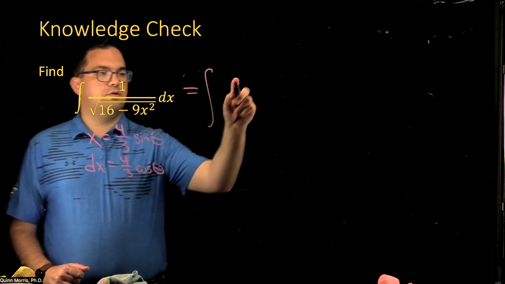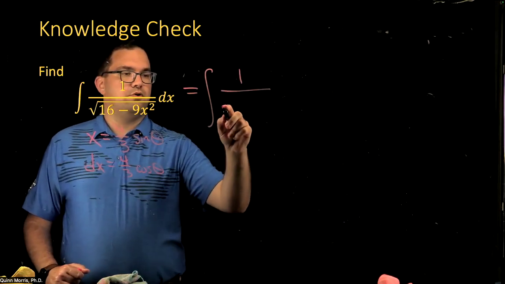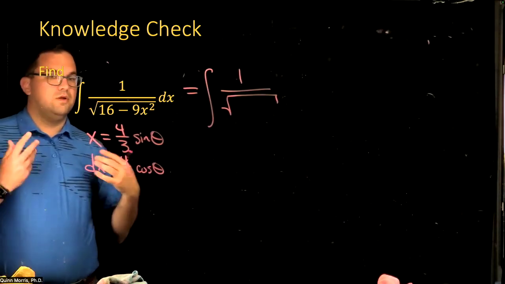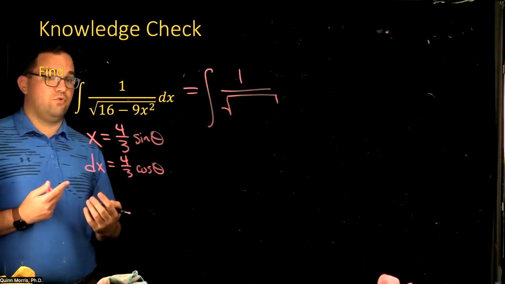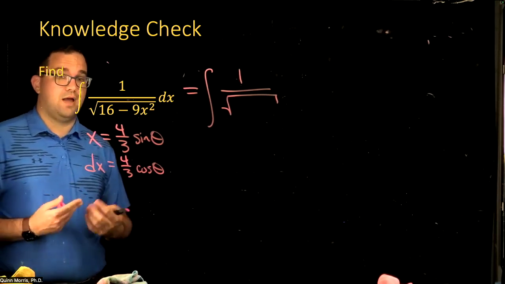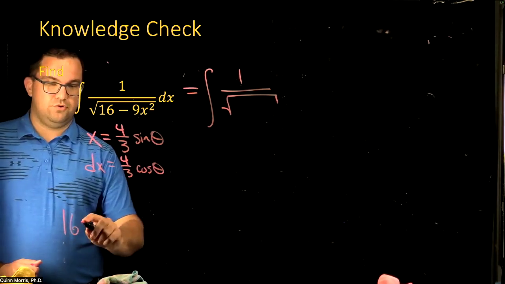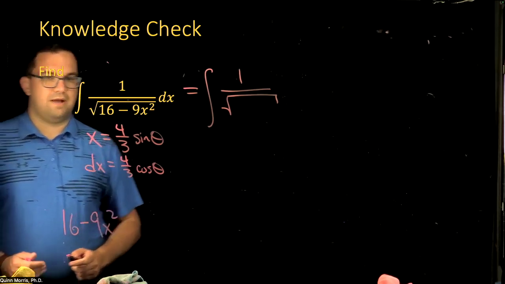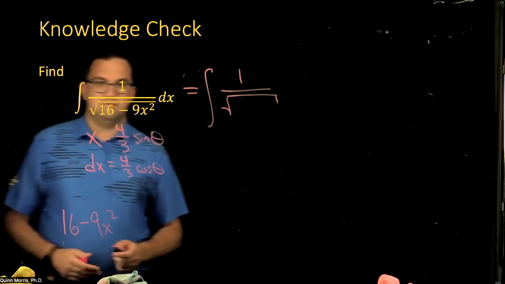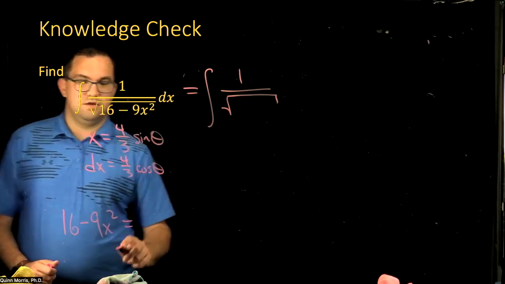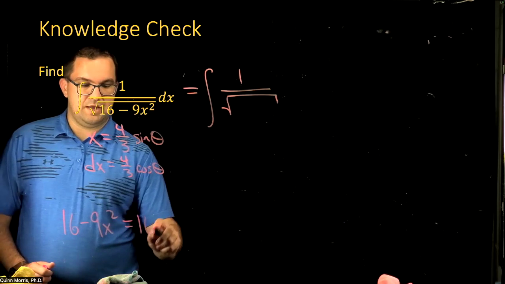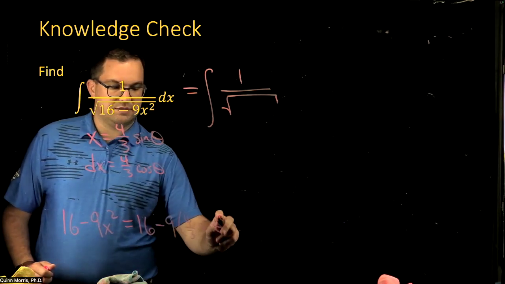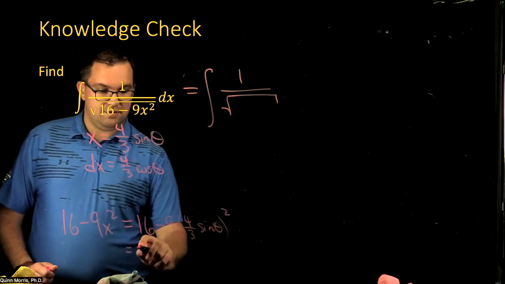So I'm going to get the integral of 1 over the square root. Now this is where, as you work on more of these, you may develop your own organizational system. One thing I sometimes do is go off and do some of the substitution to the side. So I really want to know what 16 minus 9x squared is going to be. So I could just come off to the side here and say, okay, if I substitute in 4/3 sine of theta for x, what am I going to get?